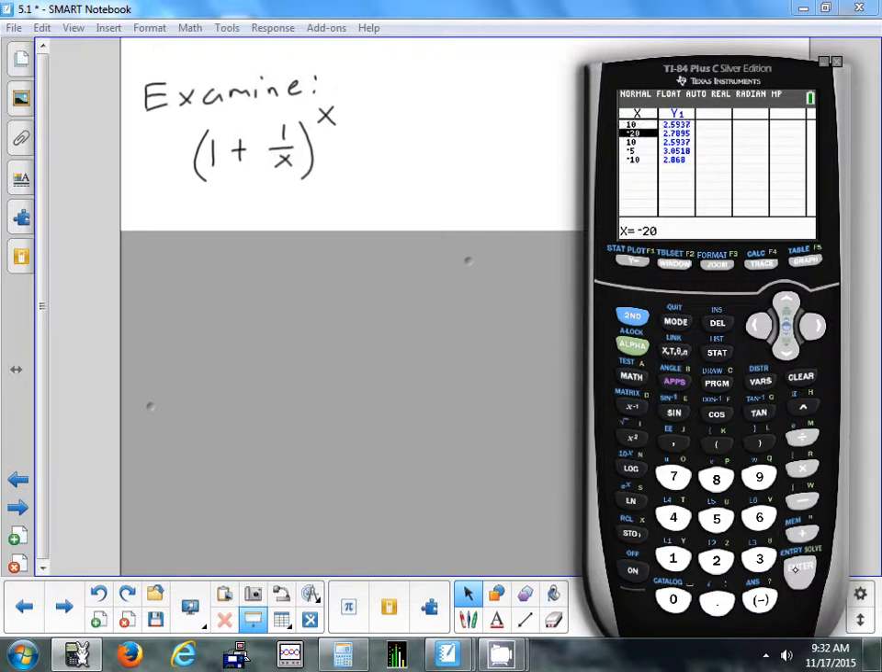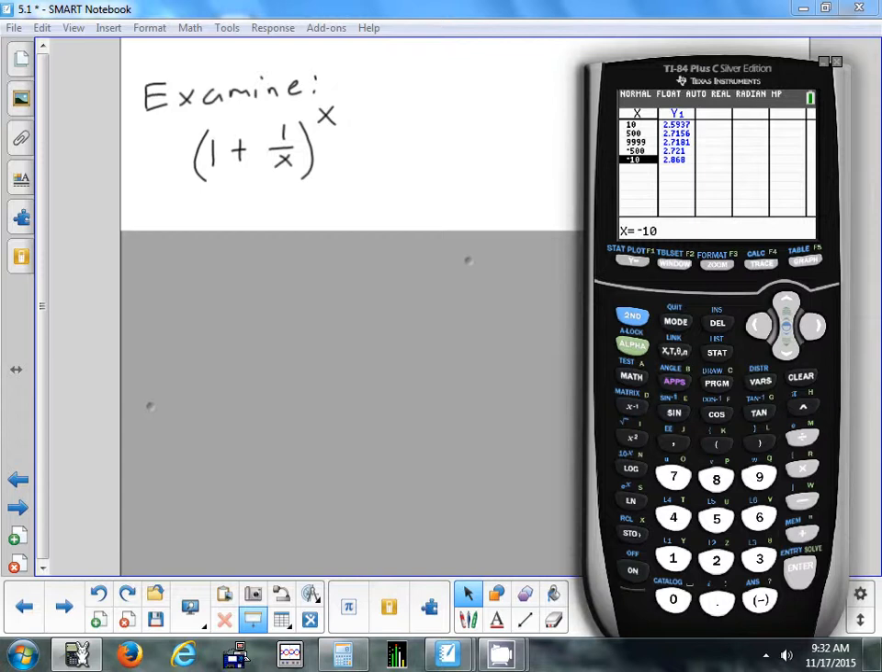If I let x be 10, I get about 2.6. If I let it be 500, we get about 2.71. If I do that, I get 2.7181. Okay, so notice it's getting pretty close to this 2.7 number. If I go the other way, we're getting the same thing. We're getting this negative 2.7 number.